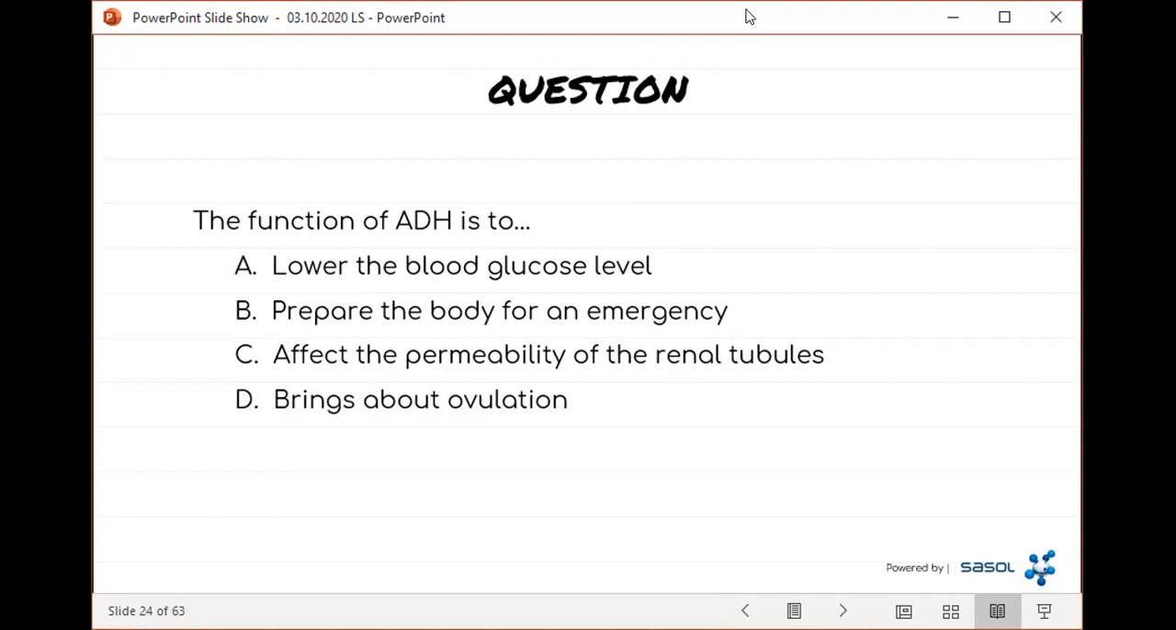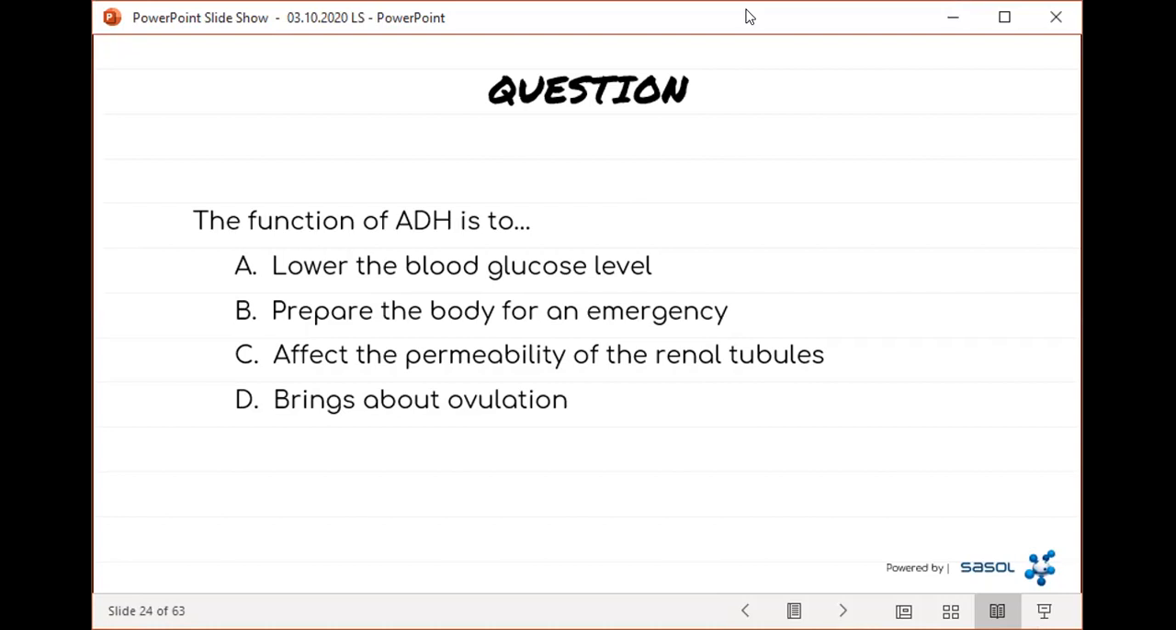Right, and then B says it prepares the body for an emergency. So an emergency would be our fight or flight response, and we know that the fight or flight response is controlled by adrenaline, which is secreted by the adrenal glands. Right, so the adrenal glands are located just on top of the kidney.